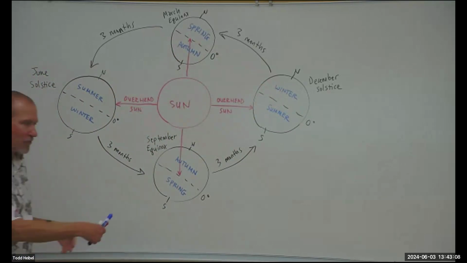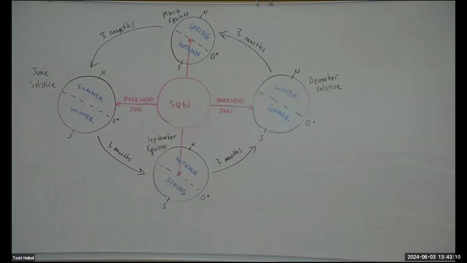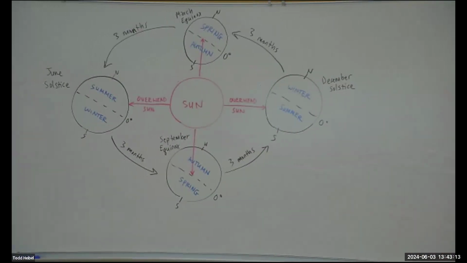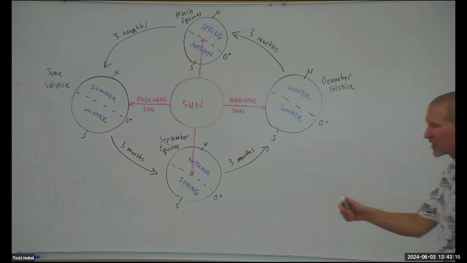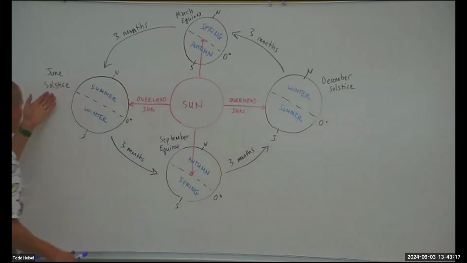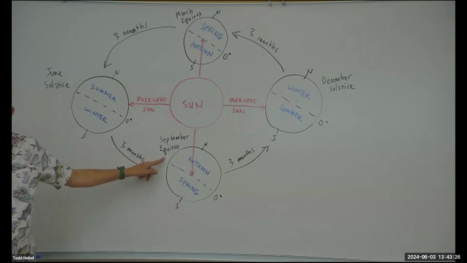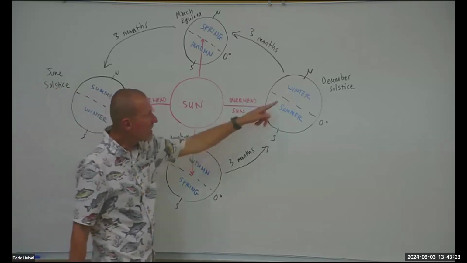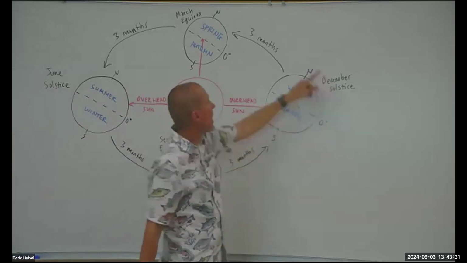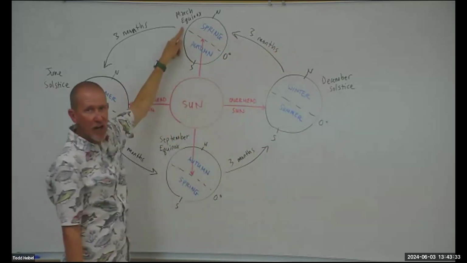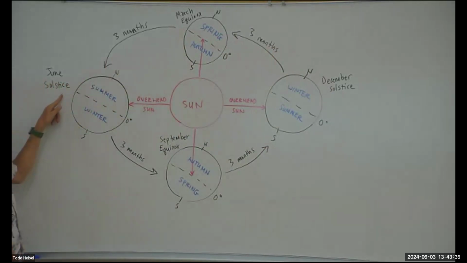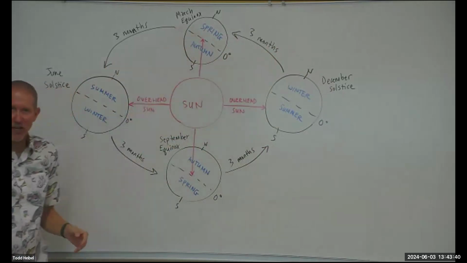So we're going to go from the June solstice, on or around the 20th of June. We'll get to celebrate it this year in a couple weeks. 3 months later, we're going to have the September equinox. And then 3 months later, the December solstice. And then 3 months later, the March equinox. And then 3 months later, we're back to the June solstice. So these are going to be our seasonal changes.